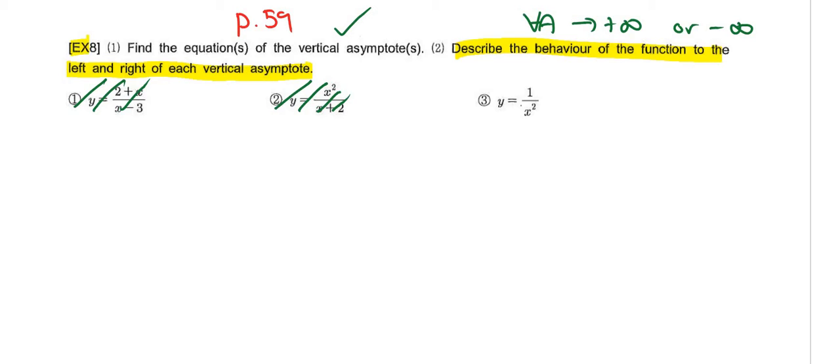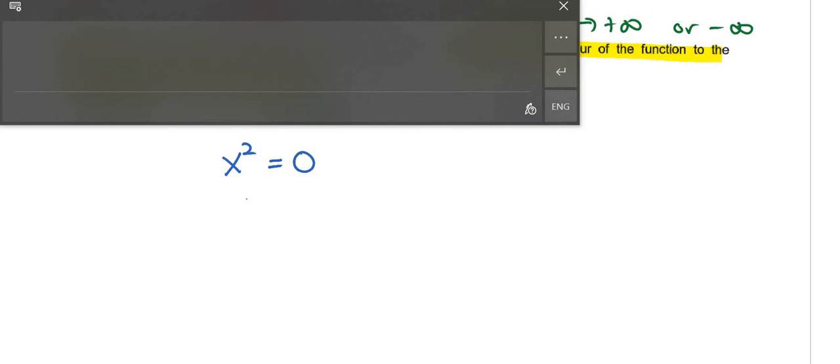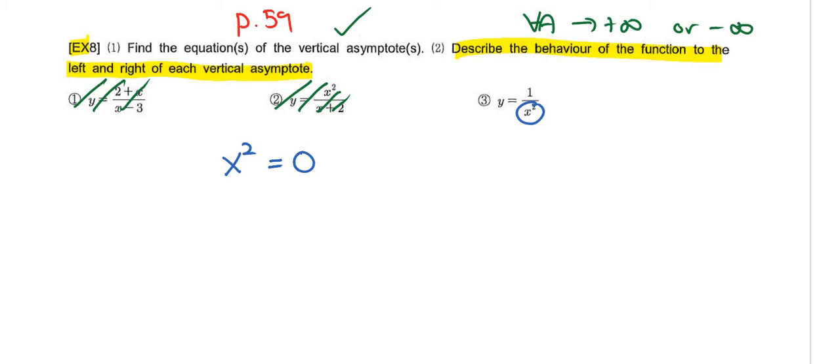If I want to find the vertical asymptote, I take a look at the denominator here, and it's x squared, and I just take the denominator and set that equal to 0. So my vertical asymptote here, you've got to be careful here. If you take the square root, the vertical asymptote is just going to be at x equals 0 there.